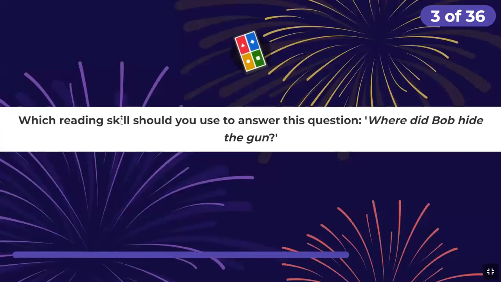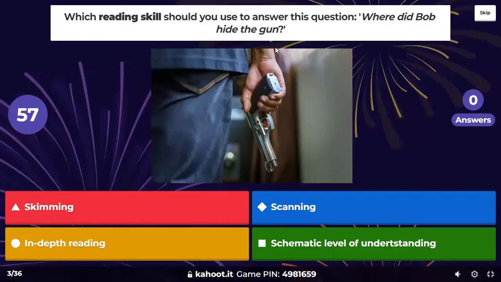Which reading skill should you use to answer this question? Where did Bob hide the gun? Now, this is a question. Which reading skill should you use to look for the information? Is it skimming, scanning, in-depth reading, or schematic level of understanding?